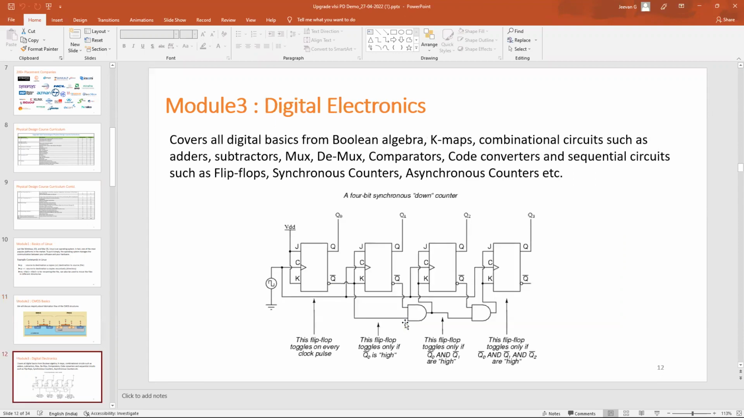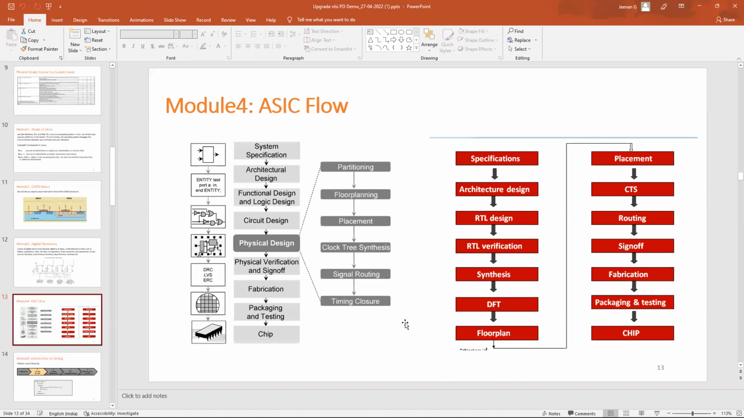As module 3, we are going to refresh digital electronics concepts. Starting from the gates, we will cover K-maps, combinational circuits, and sequential circuits, everything: multiplexers, demultiplexers, every single digital electronics concept. Usually you don't use all these concepts in the industry, but you need them to clear your interview. That is why we are going to refresh them from the perspective of the interview.